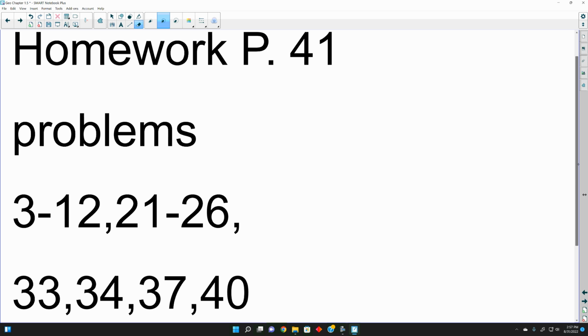Yes, we have 4 for it. 9, 10, 11, and 12. Find the measure of the angle, then classify it. So there's 2 parts. You got to find its measure and then classify it as acute, right, obtuse, or straight. Straight line. 21 through 36 is again solving. 33 and 34, you're using the diagram, so with bisecting. 37 and 40 is again with bisecting.